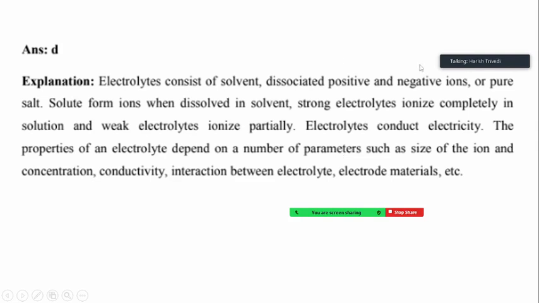So I will just read it out fast. Electrolyte consists of a solvent that dissociates into positive and negative ions, or a pure salt. It can be found in three forms: positive or negative ions, or in pure salt. Solute forms ions when dissolved in solvent. Strong electrolytes ionize completely in solution, whereas weak electrolytes ionize partially. Electrolytes conduct electricity due to the presence of ions.